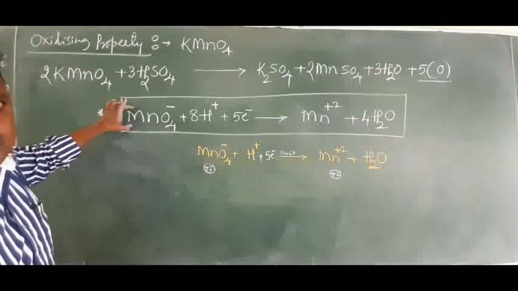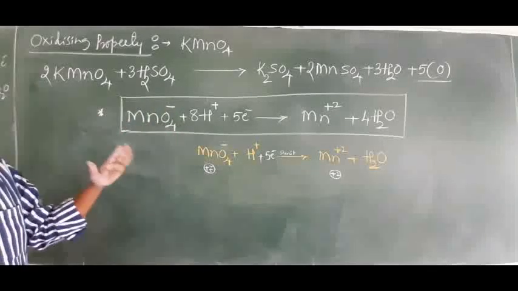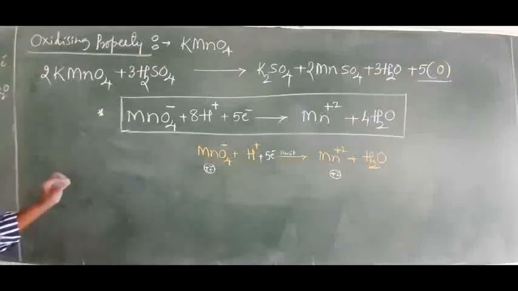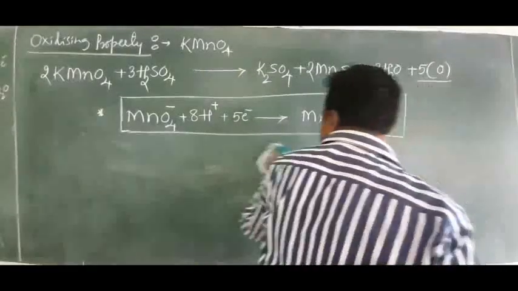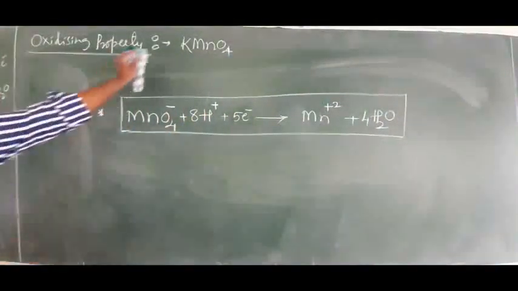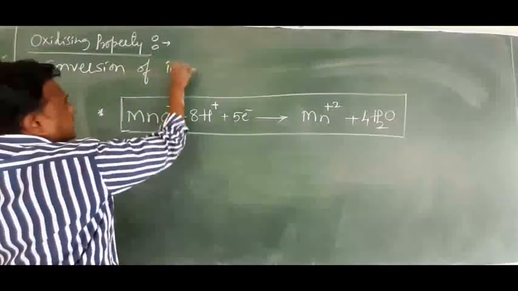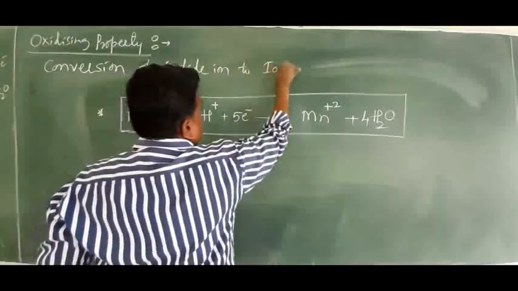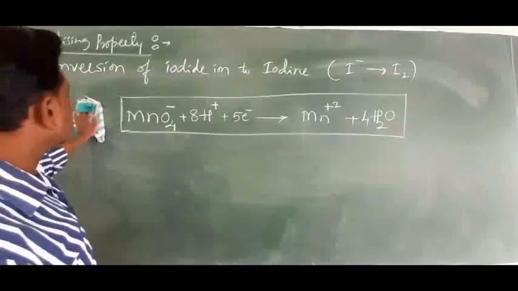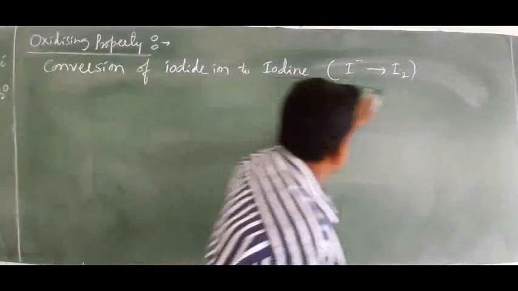Keep practicing this ionic reaction, which helps with different oxidations in our syllabus, like iodide to iodine, ferrous to ferric, and oxalate to carbon dioxide. So many reactions are there in your oxidation properties. Let us begin with one simple example using this oxidizing property. The first one is the conversion of iodide ion to iodine. We already know this with dichromate, but we keep practicing with permanganate in today's class.